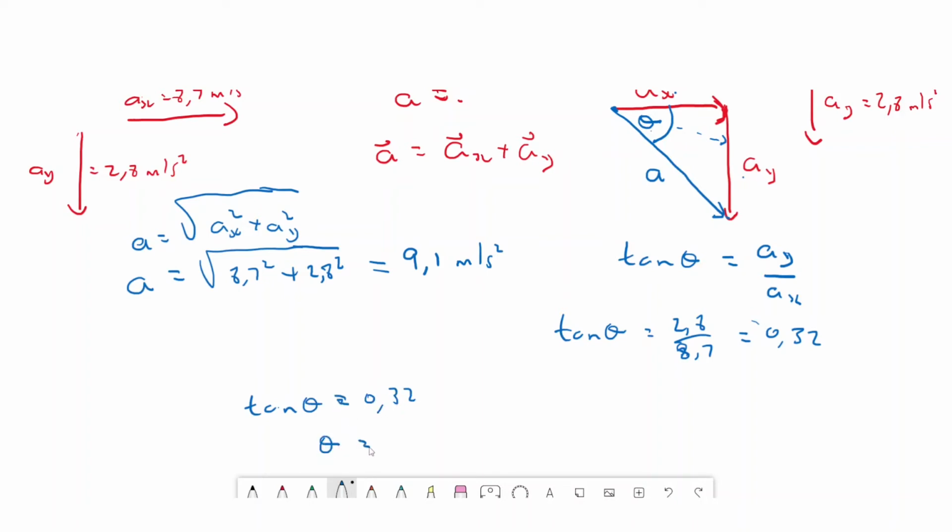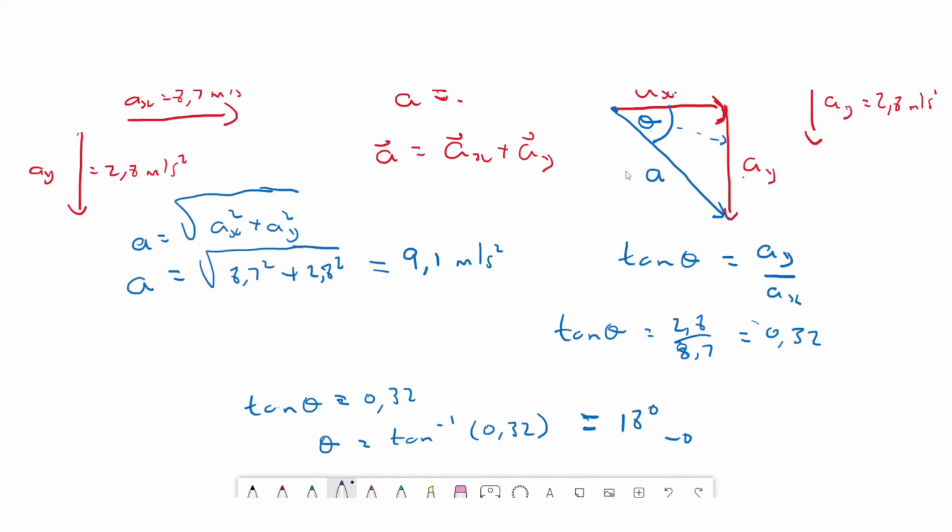So if you want theta, you go to your calculator, you say tan inverse of that number, 0.32. When you put it in your calculator like this, you are going to get what theta is. Now, tan inverse of 0.32 is 17.7, which is about 18 degrees. Okay, 17.7. So I just rounded off to 18 degrees. Now, where is that 18 degrees?